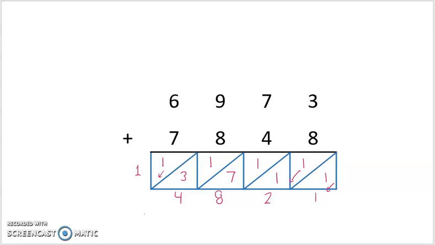6,973 plus 7,848 is 14,821. Again, notice that there was no carrying that needed to be done.